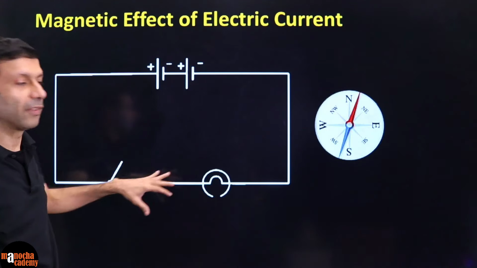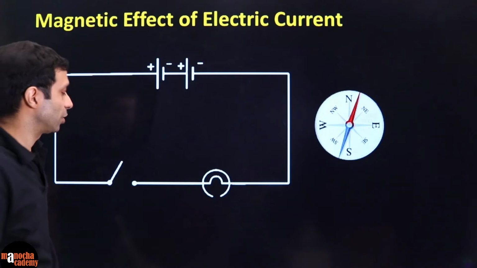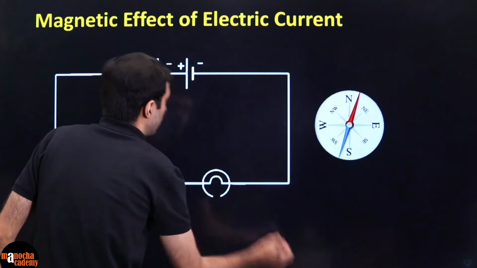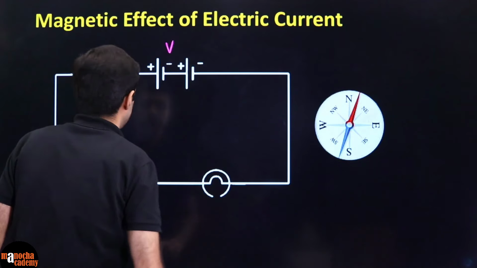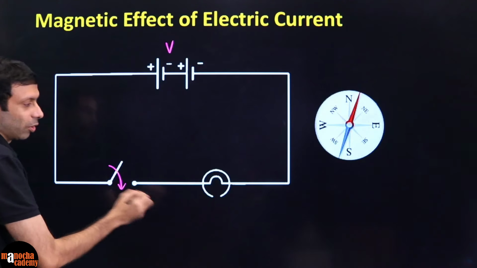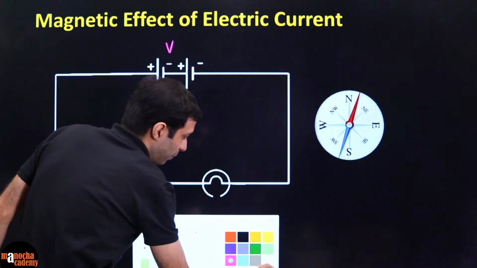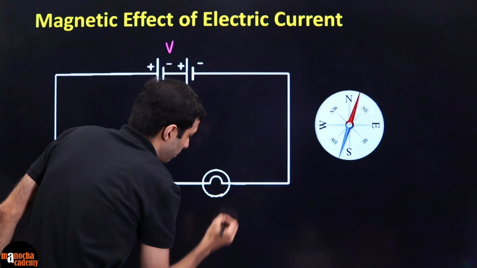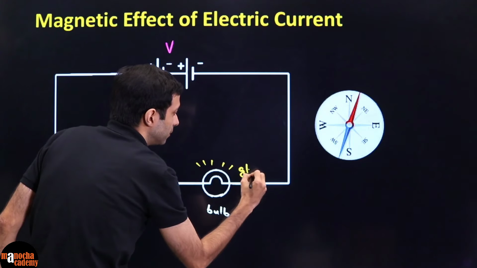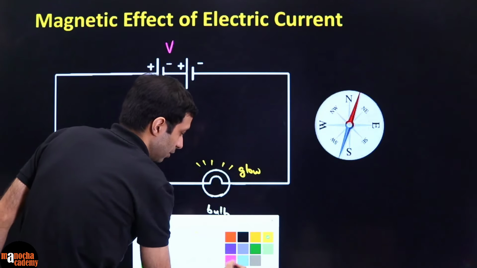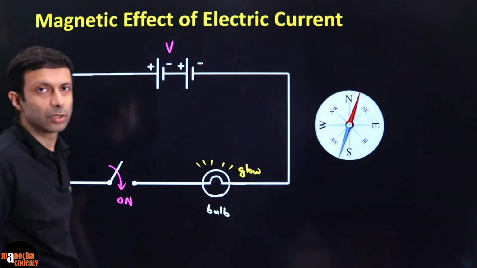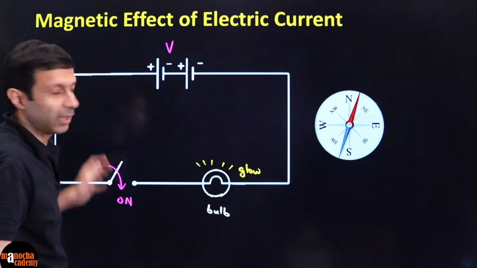Let's say you have a circuit like this. So this is your circuit. Here you can see this is your voltage supply, or the battery, V. This is your switch. When I turn the circuit on, what's going to happen? The bulb here, so this is my bulb, the bulb will definitely glow. You guys agree? So we have made the switch on, the bulb glows. Why? Because there is current flowing in the wires.